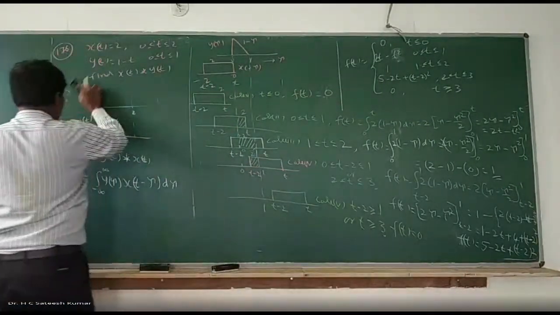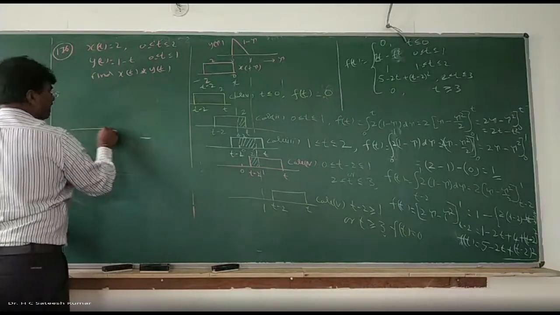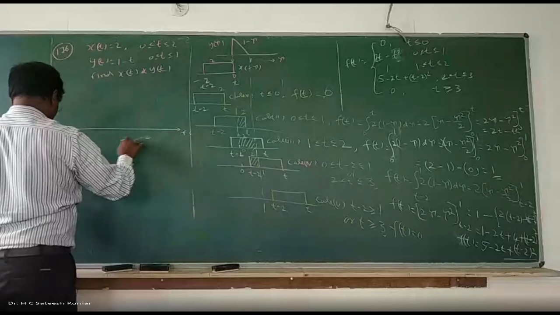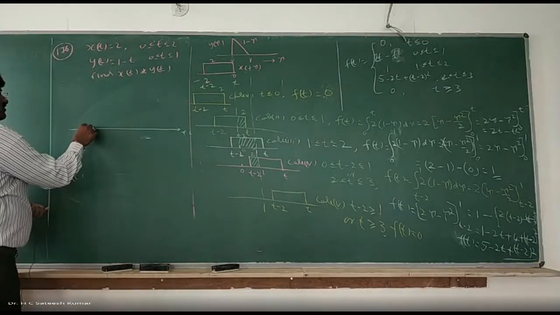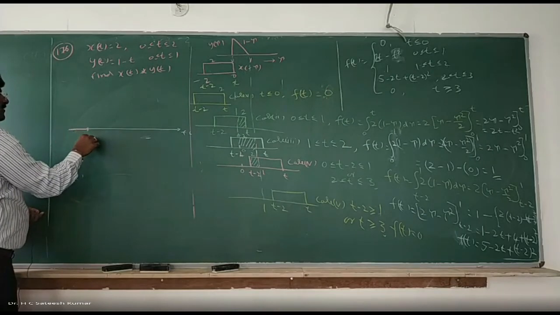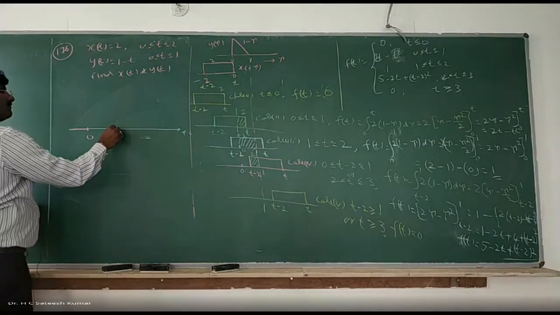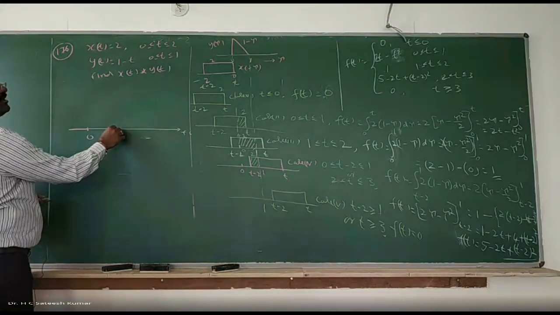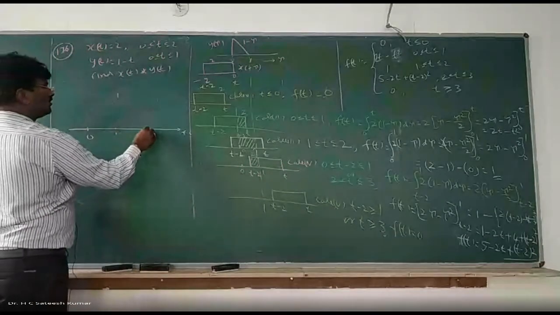What is the final answer? F of t is equal to 0 up to 0. Up to 0, it is 0. And from 0 to 1, what is the value at 1? It is 1. From 1 to 2, its value is 1.